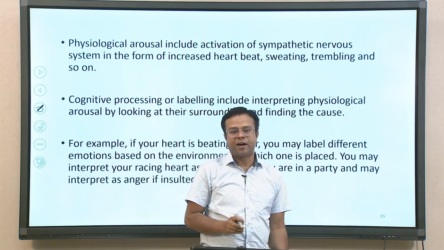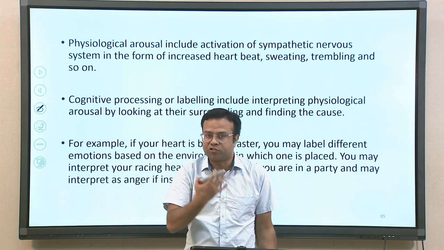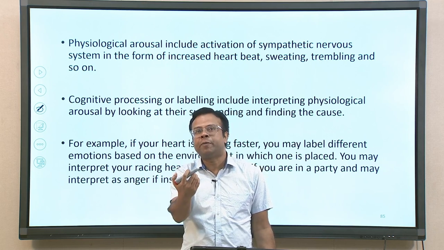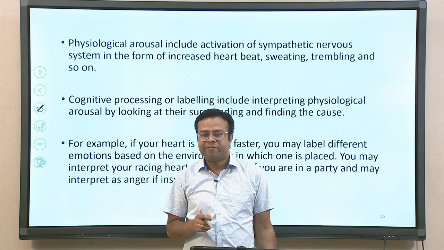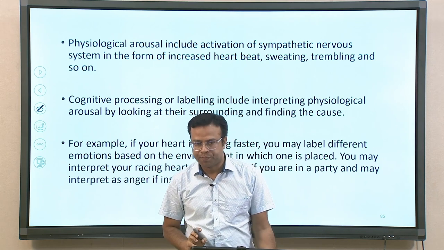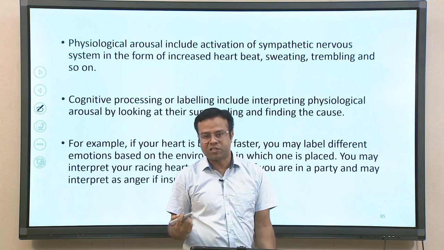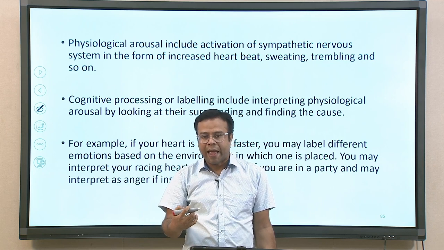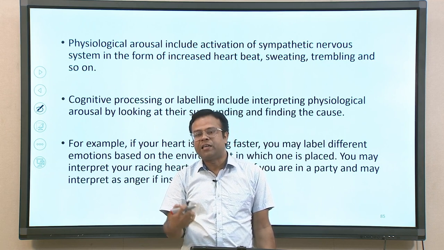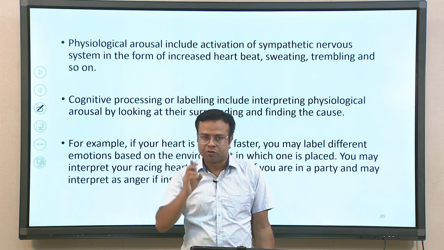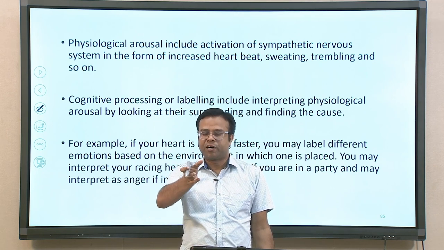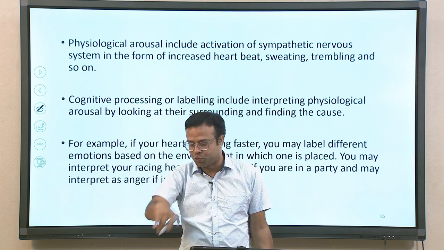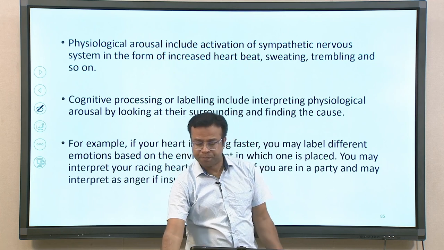For example, if your heart is beating faster, let us say you are physiologically aroused in a situation. Depending on the situation, that faster heartbeat can be labeled as different emotions. You may interpret a racing heart as happiness if you are in a party. If you are in a party situation, the same heartbeat can be called happiness, and it could also be called anger if you are in a situation where you are insulted. So the physiological symptom is the same, but you may label it as anger or happiness depending on the situation. That is the central idea of this theory.